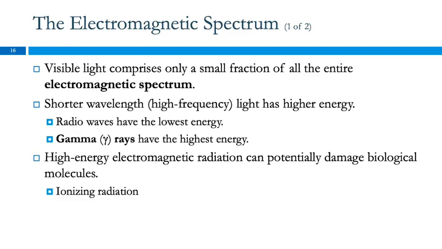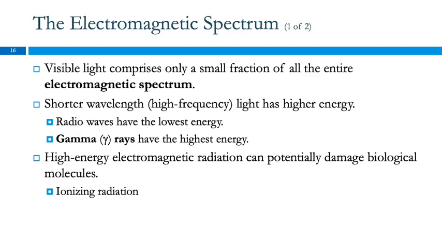So we'll finish this section, and then we'll take a break. The electromagnetic spectrum. Visible light is only a small part of the electromagnetic spectrum. Shorter wavelengths, higher frequency light has higher energy. And so light that's more energetic than visible light is things like gamma rays and X-rays. And if we have lower energy, longer wavelengths, lower frequency, then we get into things like radio waves.